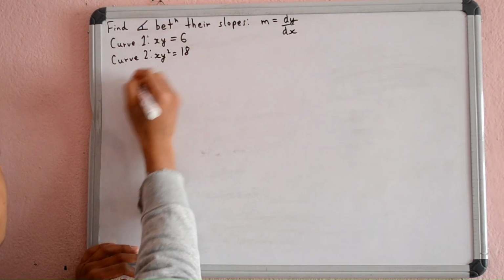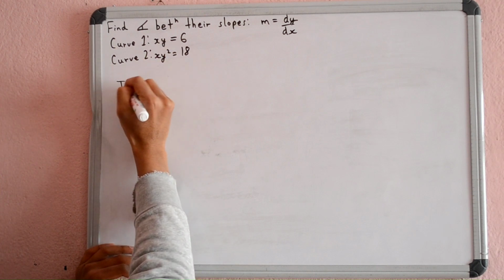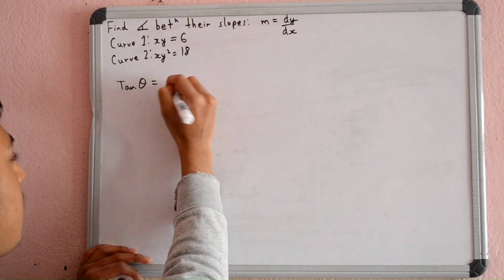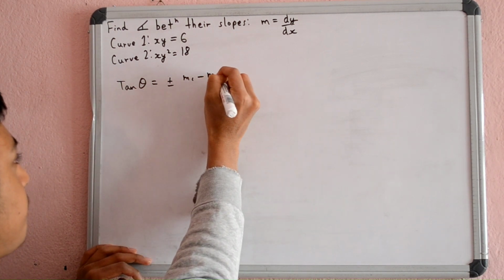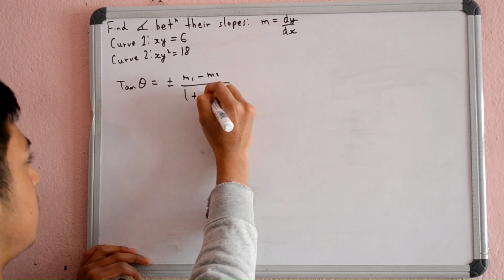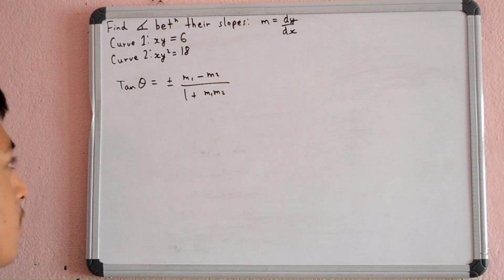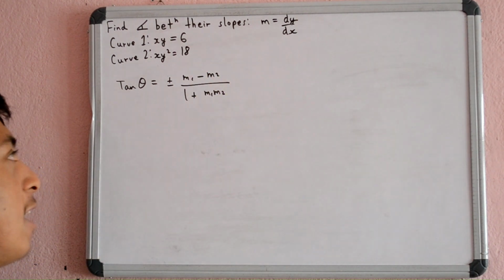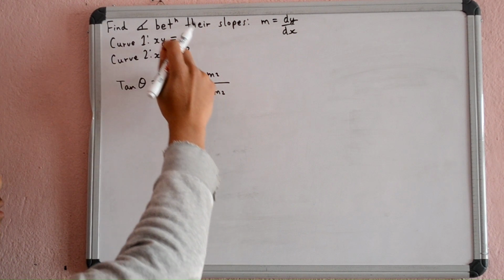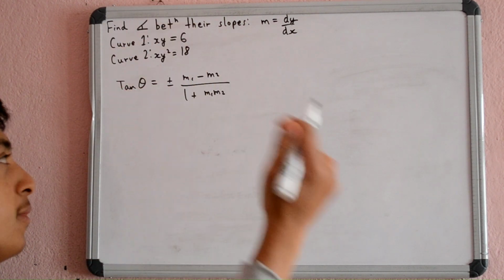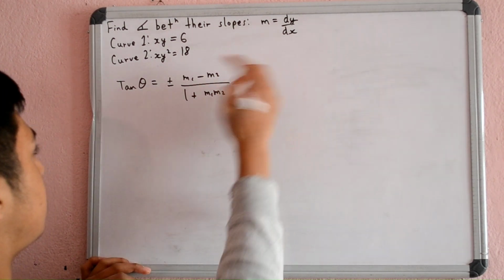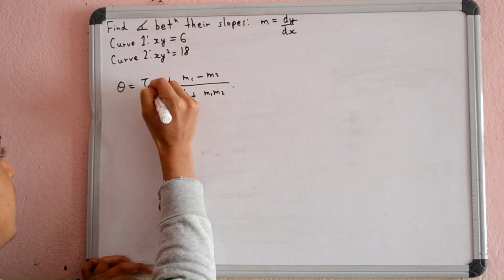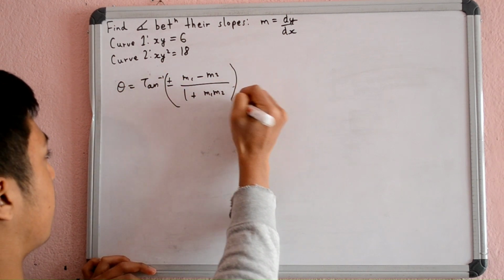So here, the angle between the curves, we have to use tan theta. Tan theta is equal to plus minus (m1 minus m2) over (1 plus m1 m2). So this is the angle. We have to find m1 and m2, where m1 represents the slope of curve 1 and m2 the slope of curve 2, and from here we can simply write theta is equal to tan inverse of this whole thing.